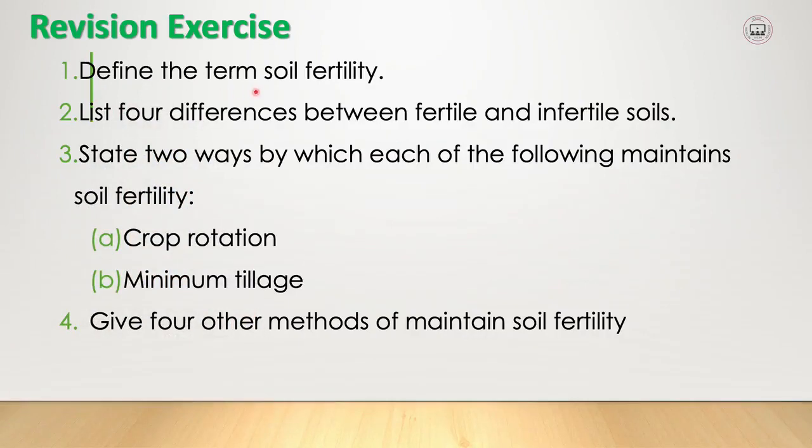Number one, you need to define the term fertility and also list 4 differences between fertile and infertile soil. Also state 2 ways by which each of the following maintains soil fertility: crop rotation, minimum tillage. So you list how soil fertility can be maintained through practicing crop rotation and minimum tillage. And also just give 4 other methods of maintaining soil fertility. Apart from crop rotation and minimum tillage, you give 4 other methods of maintaining soil fertility.